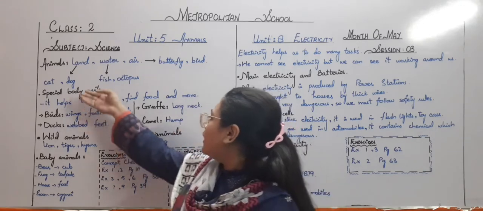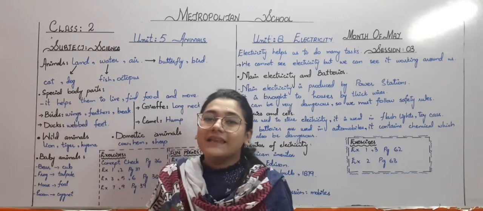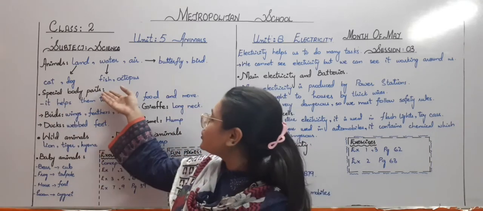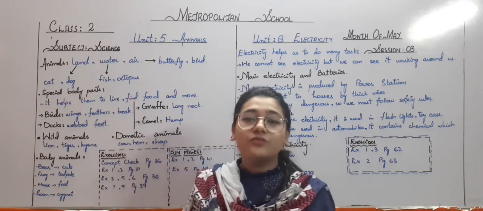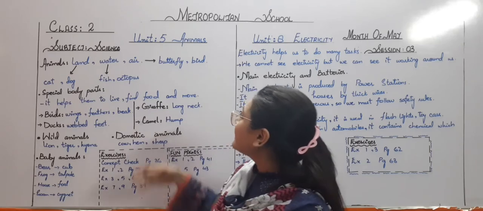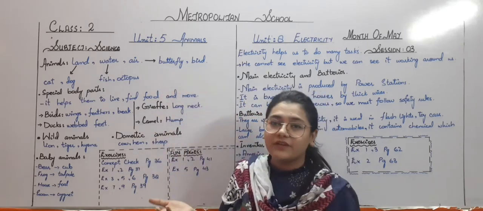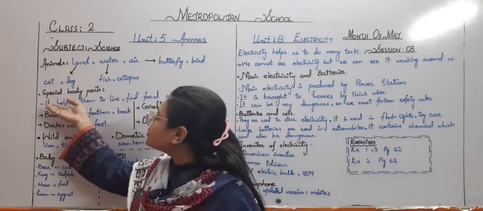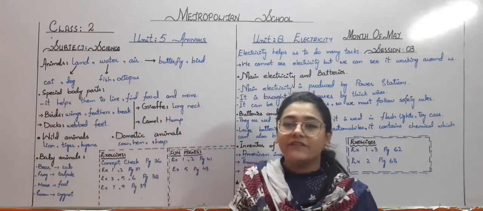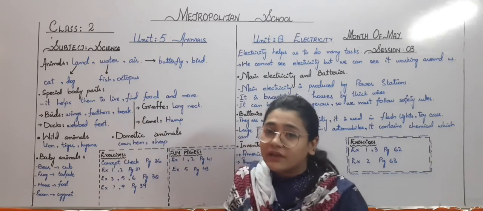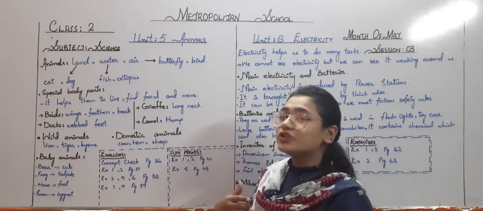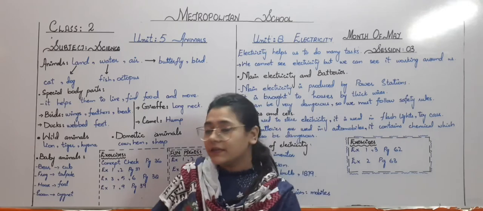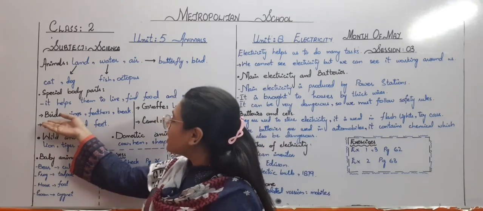Then land animals have legs, but what do fishes have? They have fins to move in the water. Then comes the special body part of butterfly. They have wings and feathers so that they can fly, right? So the special body parts which they have help them to live, to find food, and to move from one place to another.